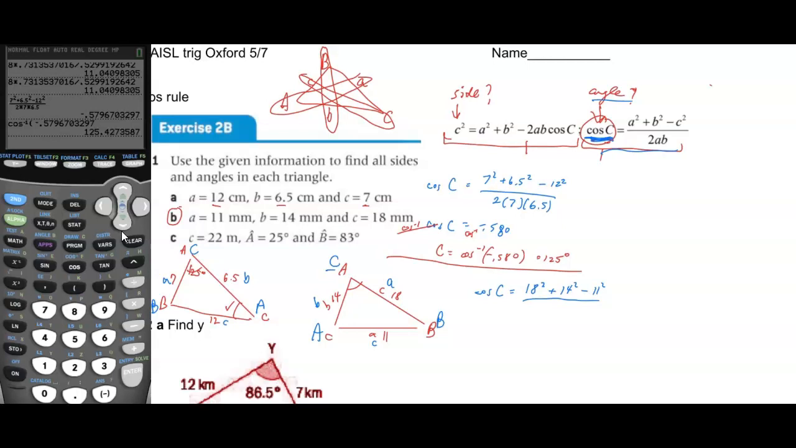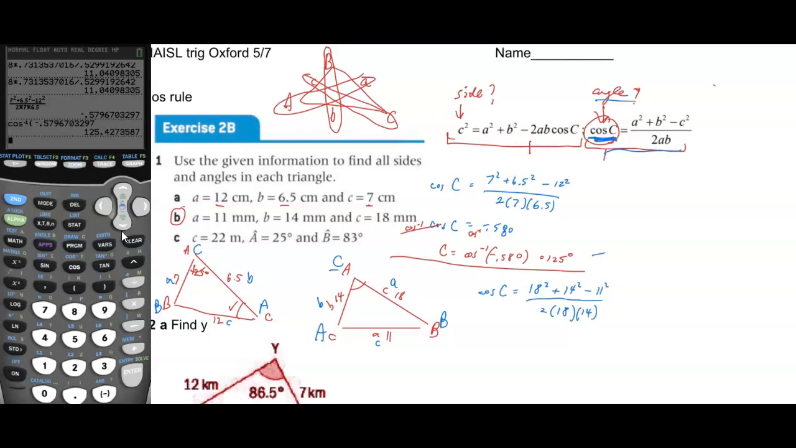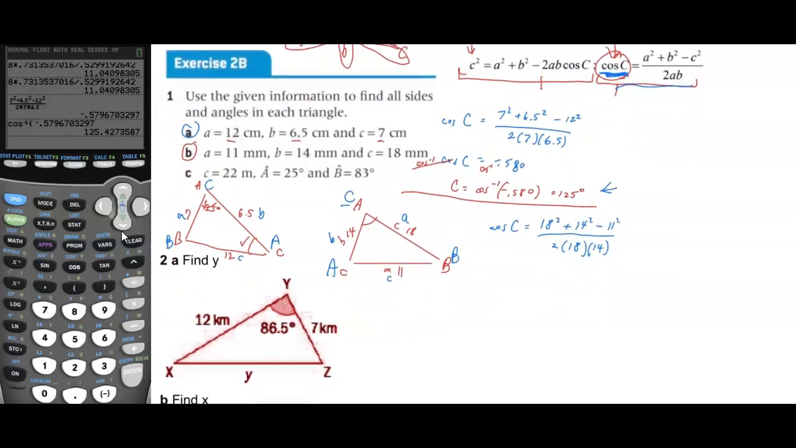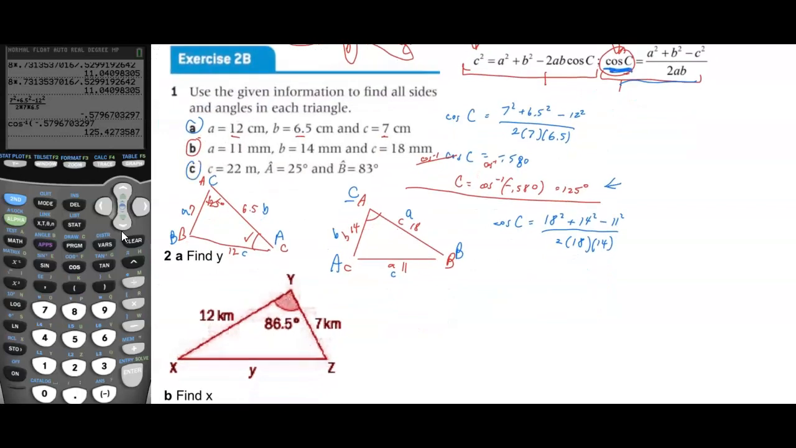Okay. Yeah, I have to keep my eye on blue, right? And then on the bottom, I'm going to have 2AB, which is 2 times blue A is 18 times blue B is 14. Okay, and then you would just put that in the calculator, and then you would do inverse cosine like what we did here, and then you would find the angle C. And then for the second angle, you could use law of sines, and on the third angle, you would use 180 minus the first two, just like we did in part A. Okay? All right.